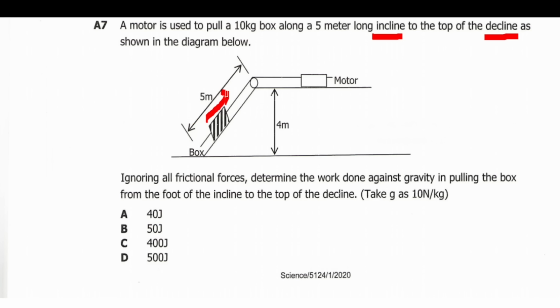All right, and then this incline plane itself here, it has a distance of what? Of 5 meters. Now the question reads, ignoring all friction forces, determine the work done against gravity in pulling the box from the foot of the incline to the top of the incline. Take G as 10 Newton per kilogram.